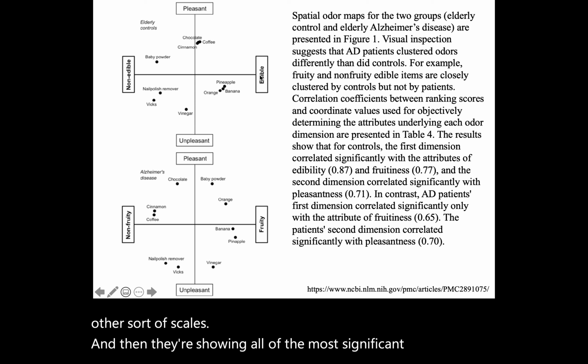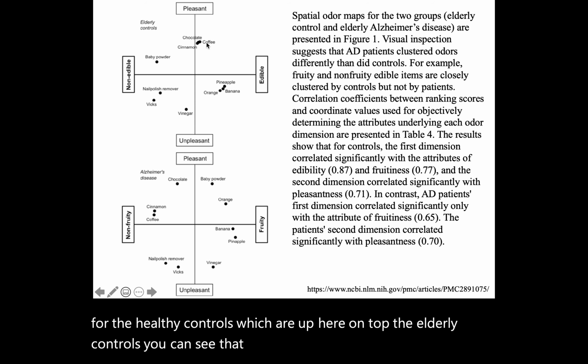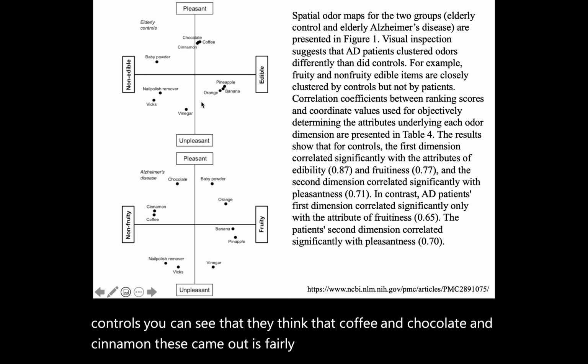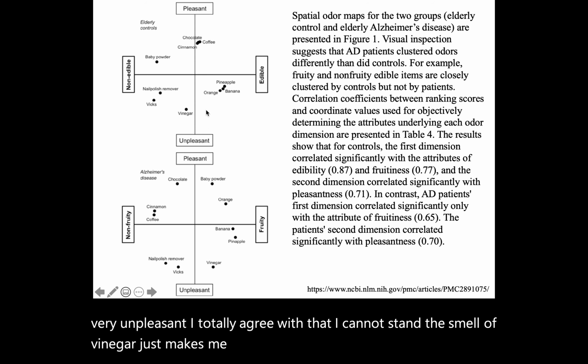And so for the healthy controls, which are up here on top, the elderly controls, you can see that they think that coffee and chocolate and cinnamon came out as fairly pleasant. Yeah. And vinegar is very unpleasant. I totally agree with that. I cannot stand the smell of vinegar. It just makes me mad. And yeah, the old people have got me on this. They could totally back me up.